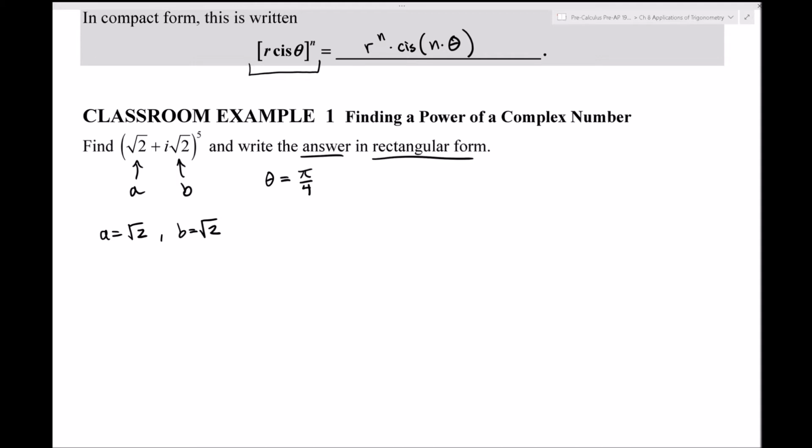what else am I looking for? I need r and theta. So r, there's a formula for it. R is the square root of a squared plus b squared, or x squared plus y squared. X and y, a and b, same idea.